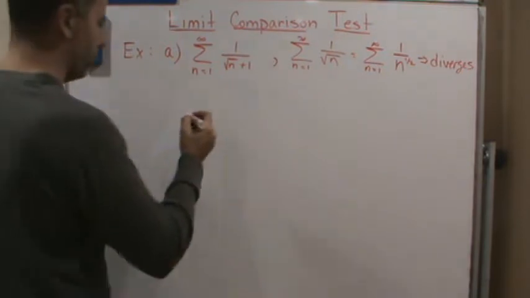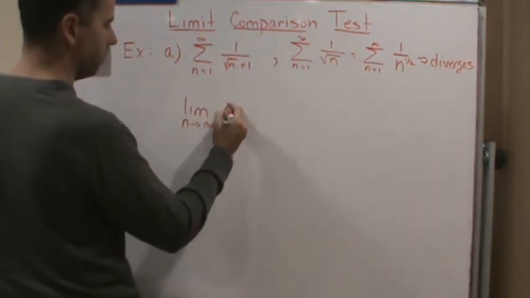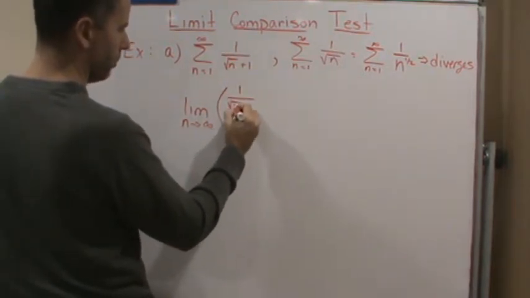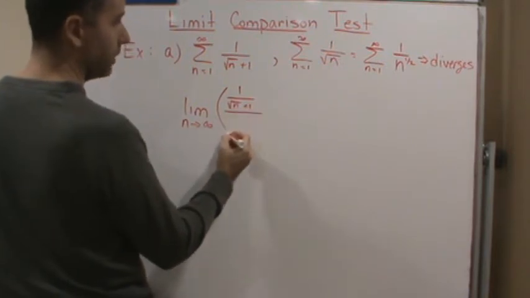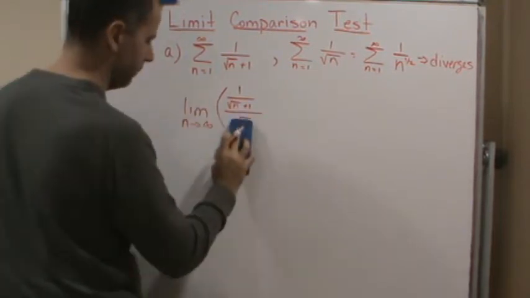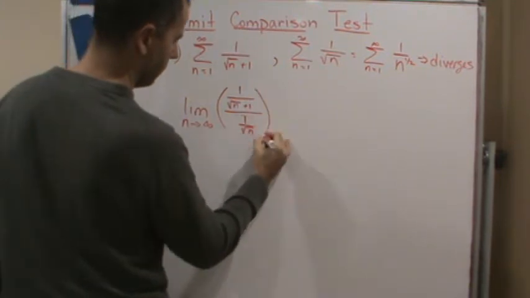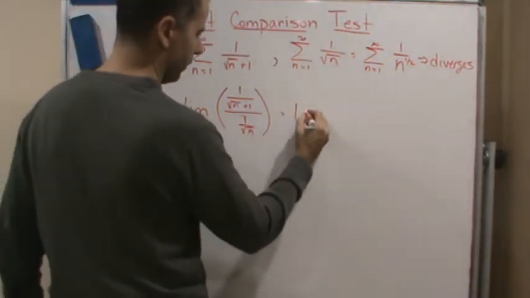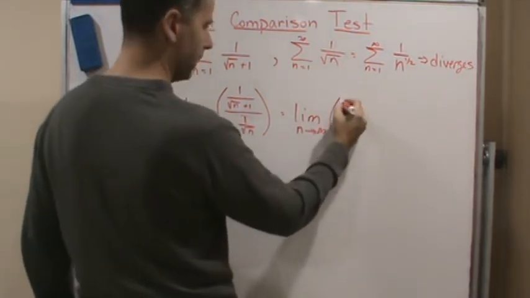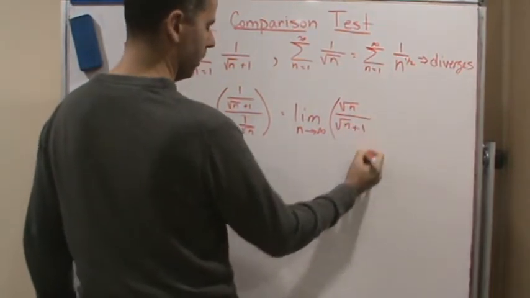So now, what we're going to do is take the limit as n approaches infinity of the ratio of these two. So it's going to be 1 over the square root of n plus 1 divided by 1 over the square root of n. And so this is going to equal the limit as n approaches infinity of what? This becomes the square root of n over the square root of n plus 1.